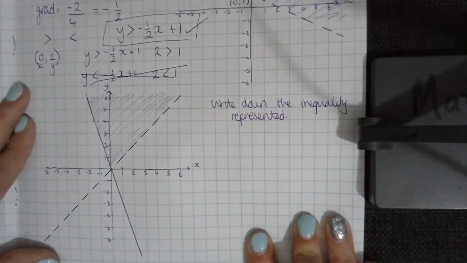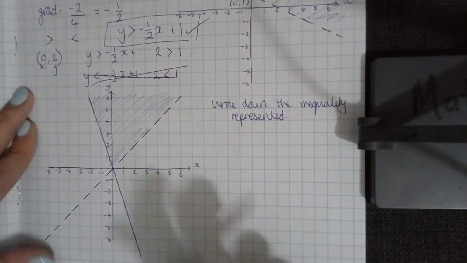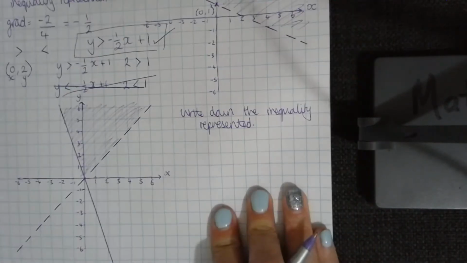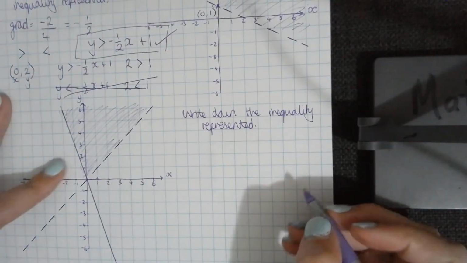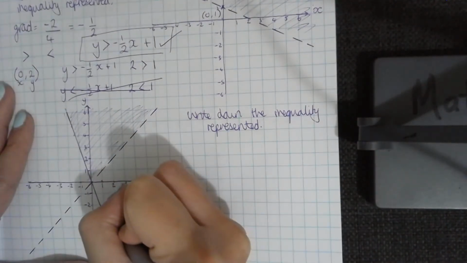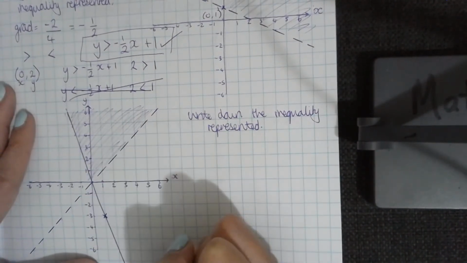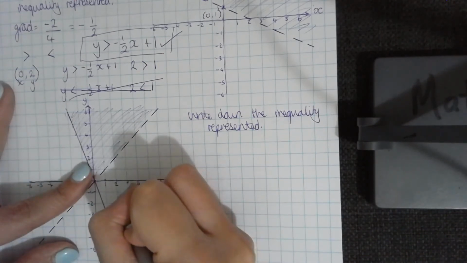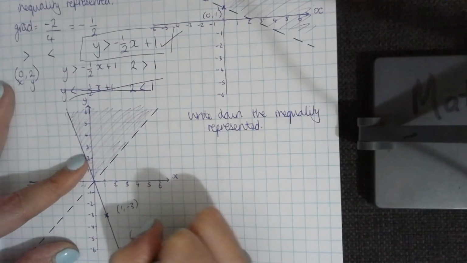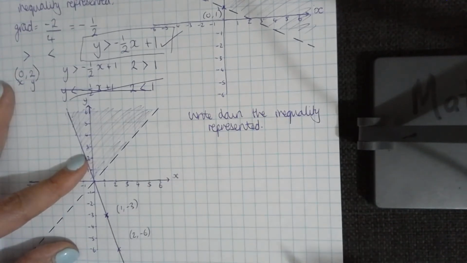And finally, we've got a region with 2 straight lines. Okay, so we're going to have a look at the solid line first. So we need to find the equation of that solid line. So let's pick 2 coordinates. There's one which is 1, -3, and this one which is 2, -6.